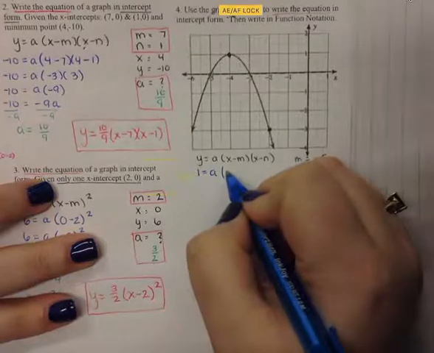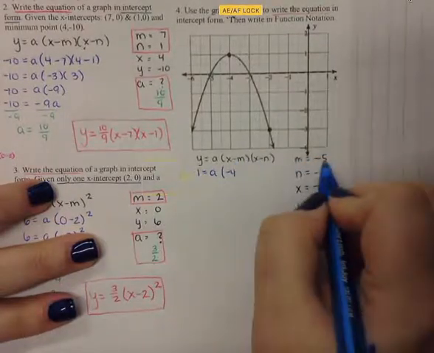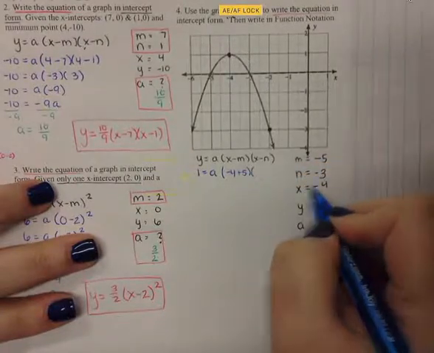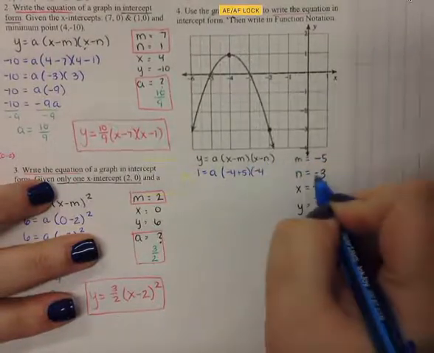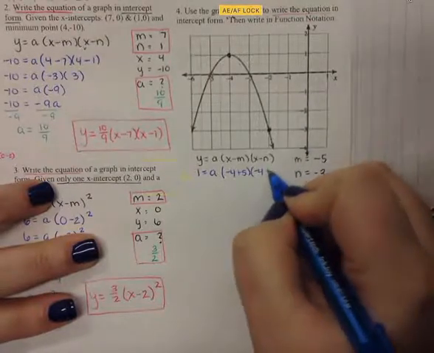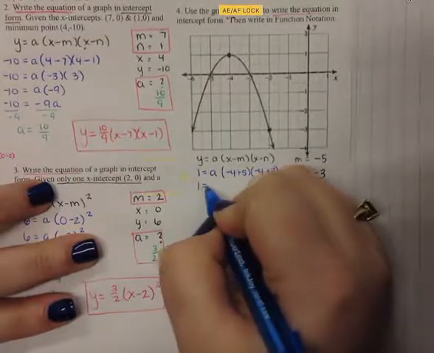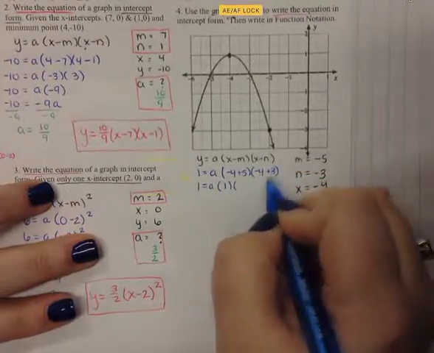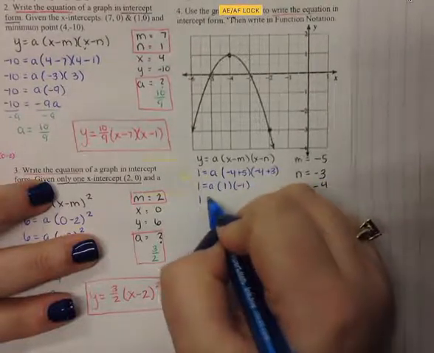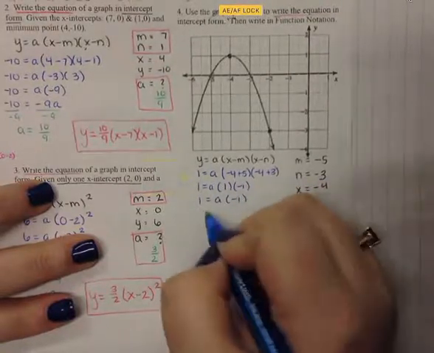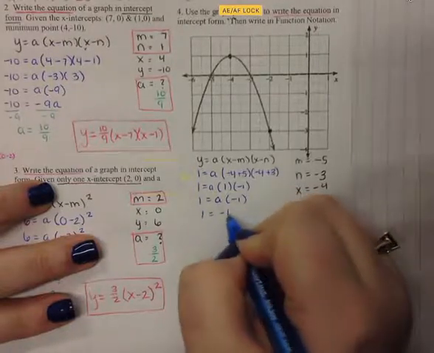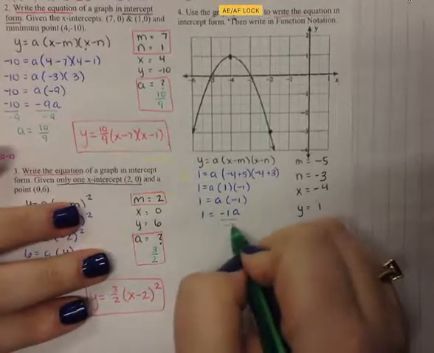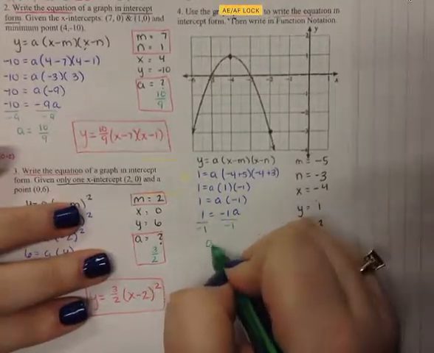Parentheses. Our x is negative 4. Minus a negative 5 really means plus 5. Parentheses, parentheses. X is negative 4. Minus a negative 3 is really plus 3. We have 1 equals a parentheses. Negative 4 plus 5 is 1. Then negative 4 plus 3 is negative 1. 1 equals a times negative 1. We really have 1 equals negative 1a. We will divide by that negative 1 to get a by itself. A equals negative 1.